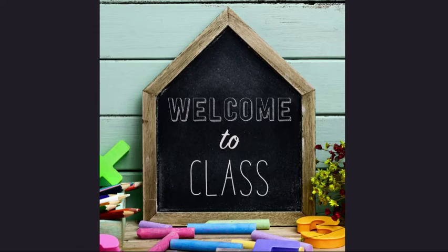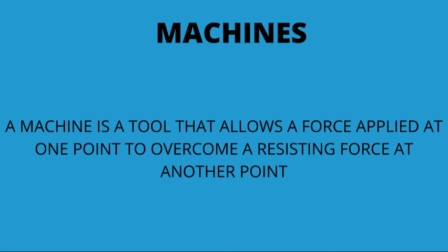In the last class, we talked about mechanical energy and how it is converted from potential to kinetic energy, how it is not lost. In this class, we talk about machines. A machine is a tool that allows a force applied at one point to overcome a resisting force at another point. In other words, machines are tools made to make our work easier.